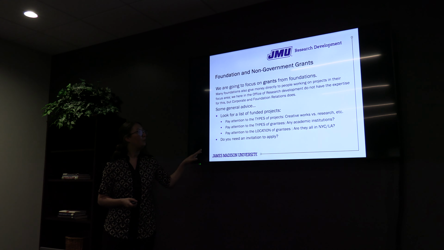And then also, especially when it comes to arts and arts-related fields, location of grantees. There are some that have a national reach, but then you see over the last 7 years, they've only given it to folks in New York City. Again, that doesn't necessarily mean don't apply, but it's also good to kind of know.